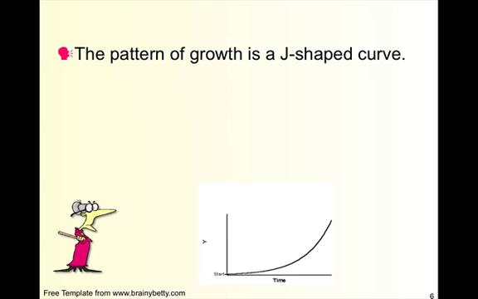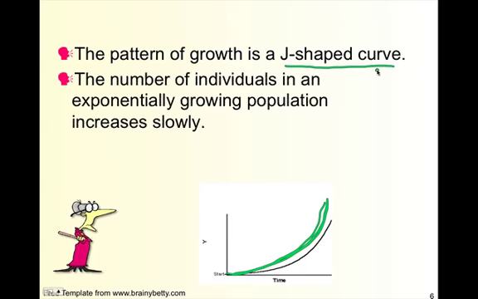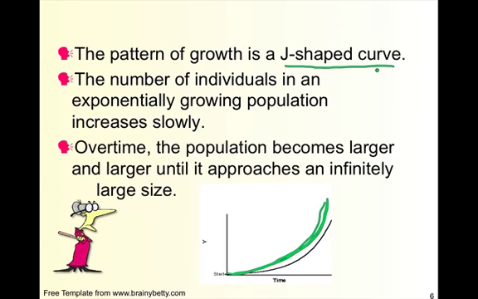The pattern of growth for an exponential growth is going to be what is called a J-shaped curve. And as you can see from looking at the curve, it is similar to the letter J. So the exponential growth is a J-shaped curve. The number of individuals in an exponentially growing population slowly increases in the beginning, and then, as you can see over time, it becomes larger and larger until it approaches an infinitely large size.